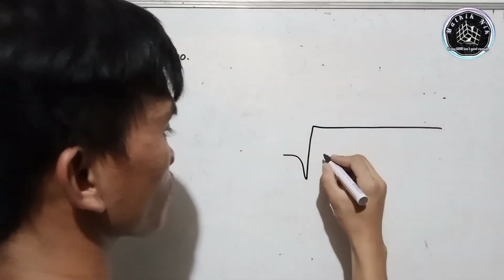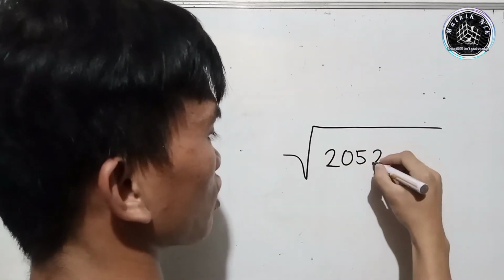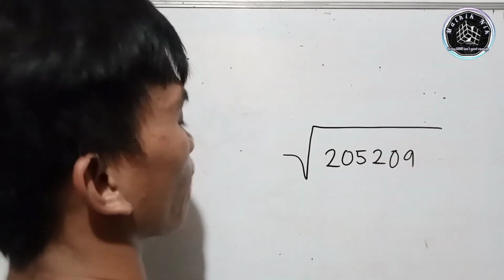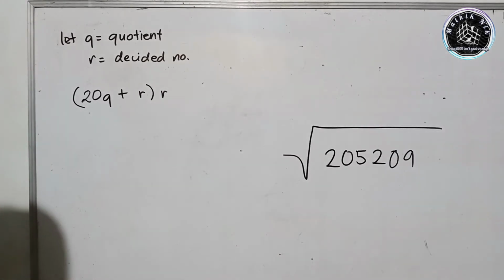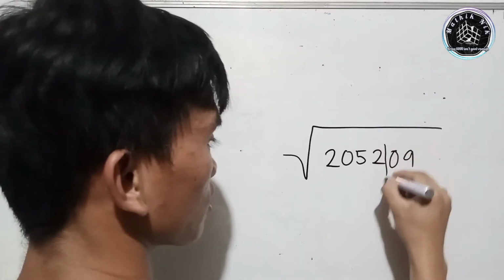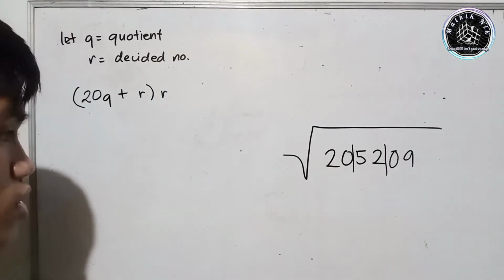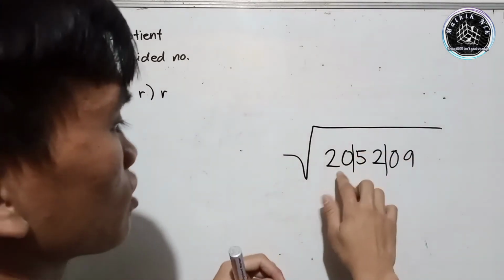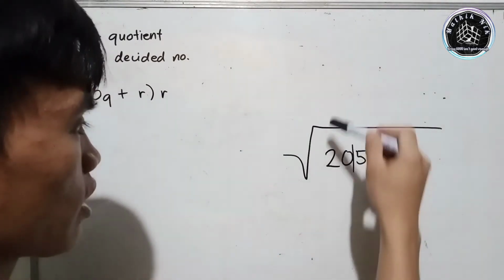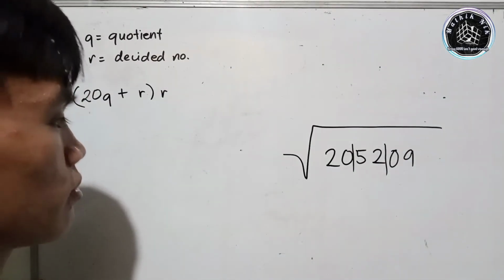Let's say in the next example, what is the square root of 205,209? As you can see, you can predict how many digits it is when it is a perfect square, so you can divide it by 2's. So 09 is a pair, 52 is a pair, and 20 is a pair. So you can decide it is a 3-digit number.